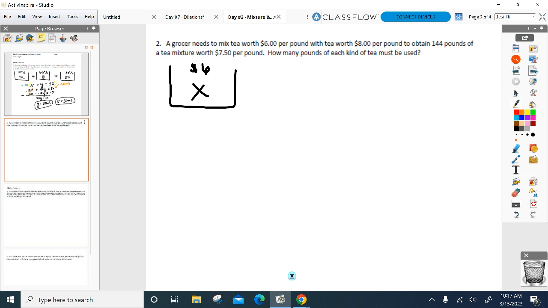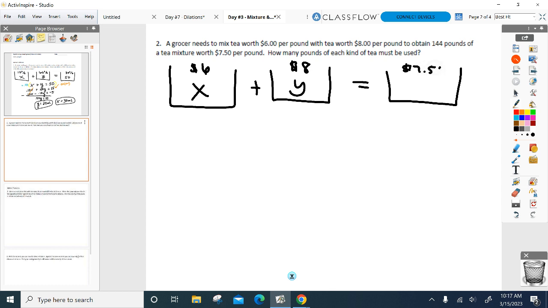So I got $6 instead of percents. Now I'm working with money. Mix it with. What am I mixing the $6 tea with? $8 for don't know how much. Mix it all together. What type of tea do I want out? $7.50. But how much of this tea do I need? Okay, so make sure we put the 144 underneath.